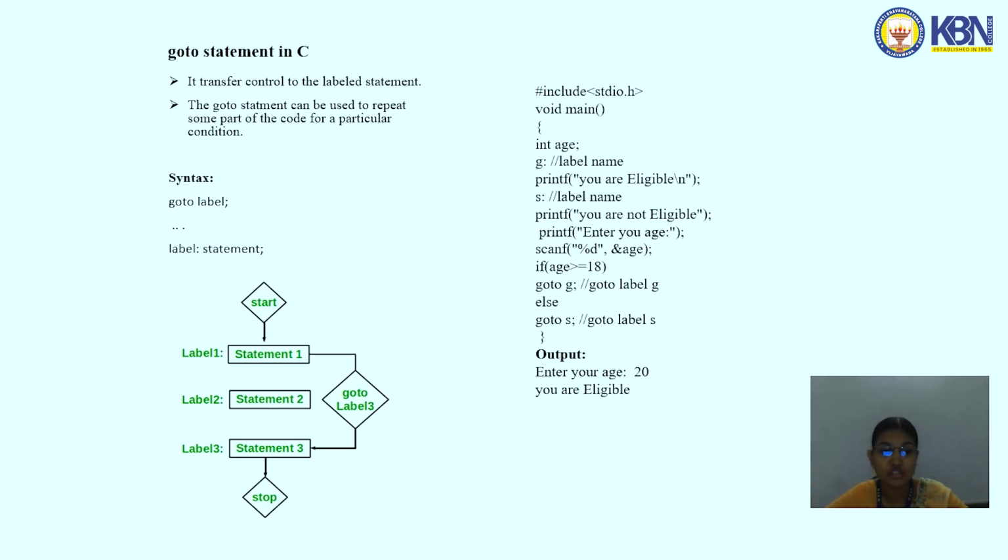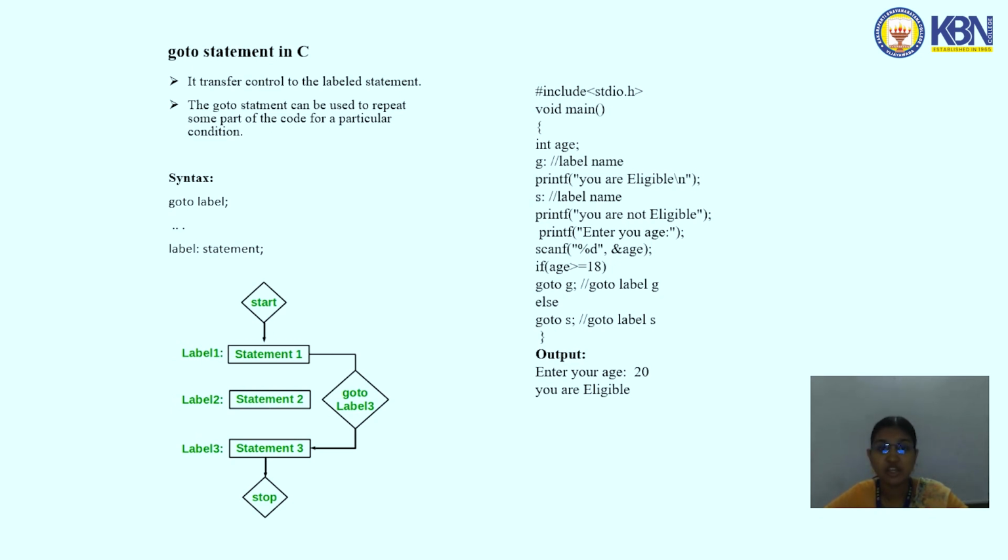Let us see the flowchart. First, start. Label 1 means statement 1. Next, label 2, statement 2. Label 3, statement 3. And from label 1, goto statement 3 will directly go to label 3 only. With the label's support, it has to access. Let us see the program.